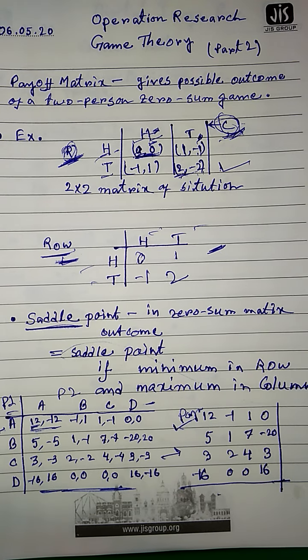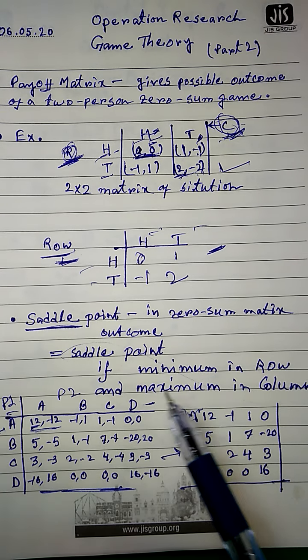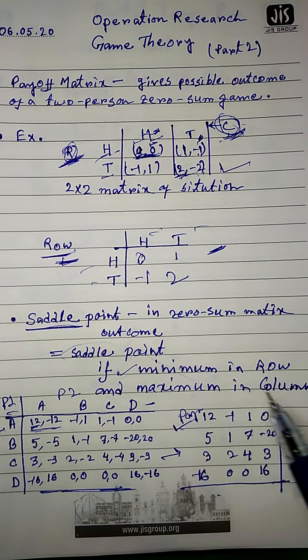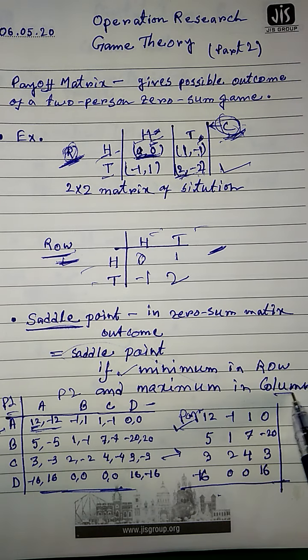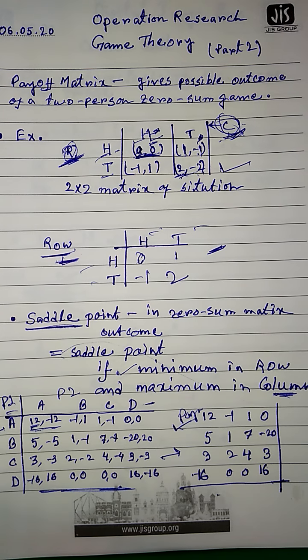Now, saddle point, as per the condition, you know, is minimum in row and maximum in column. Now let's see what will happen. Notice that the game is biased towards this. Now I will see what happens next.